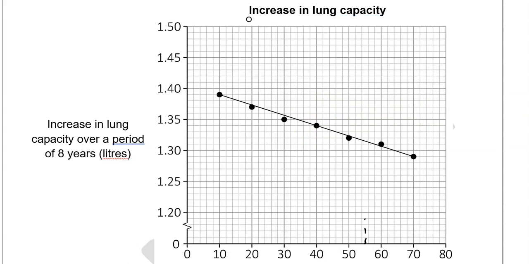So let's go up to 55, which is about 1.31. Again, we estimate this, we don't need to be really exact and accurate here. And then 35, so going up, it gives us 1.35. So working out the difference between 1.35 and 1.31.